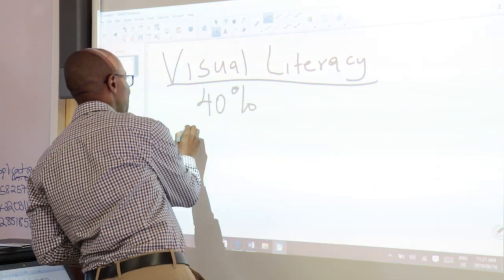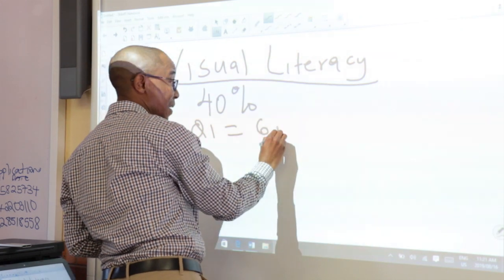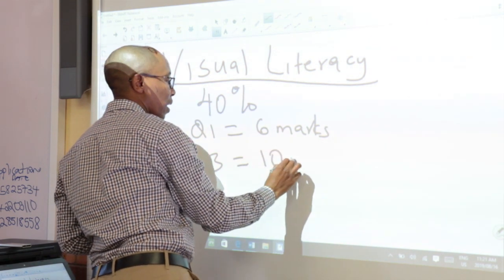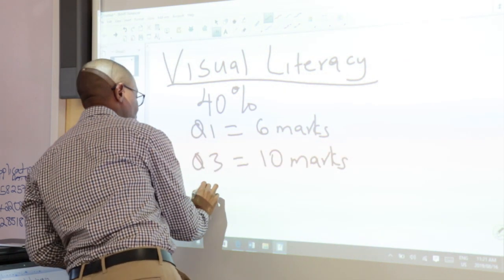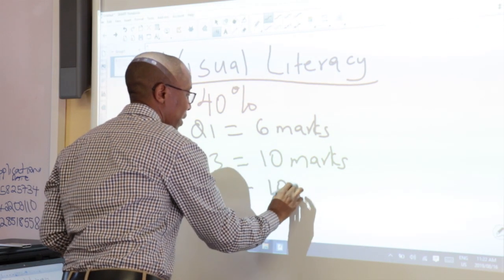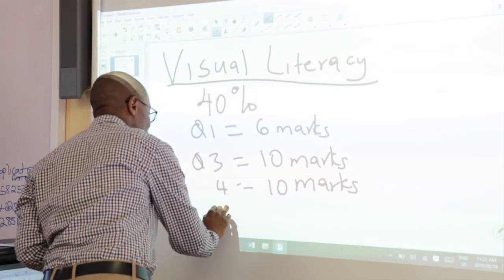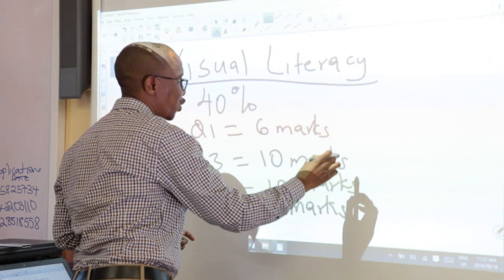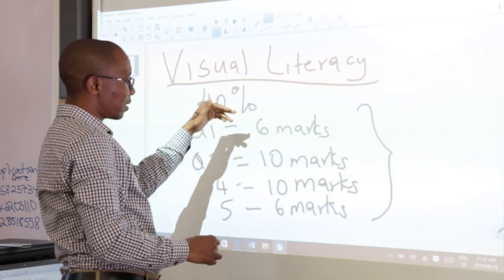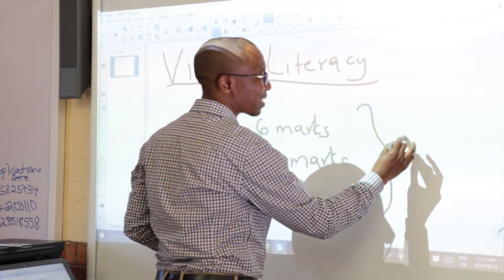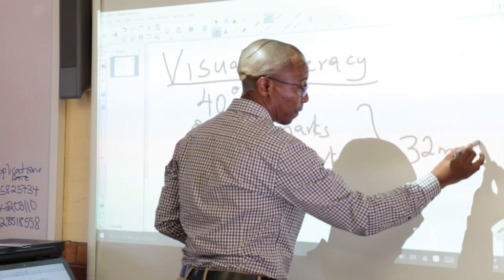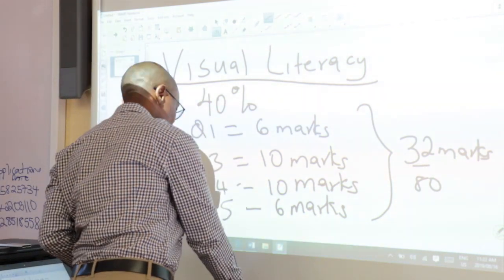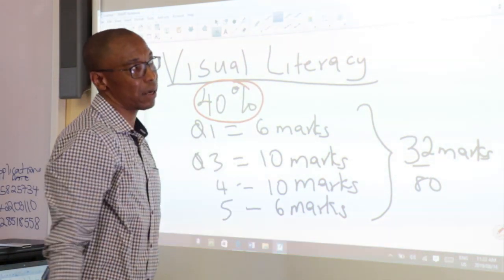So from question 1, we've got about 6 marks. From question 3, advertisements, 10 marks. Question 4, 10 marks, your cartoon. And then from question 5, we've got about 6 marks. In total, this is about 32 marks out of 80, which gives us the 40% I spoke about earlier on. That is why this is so important.